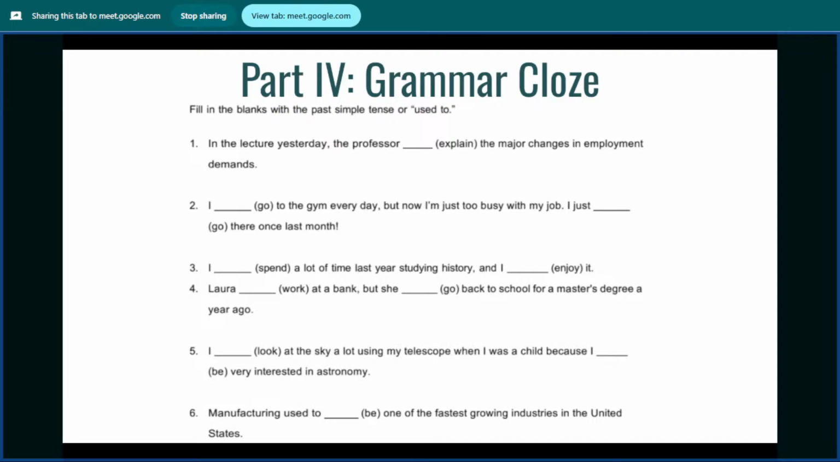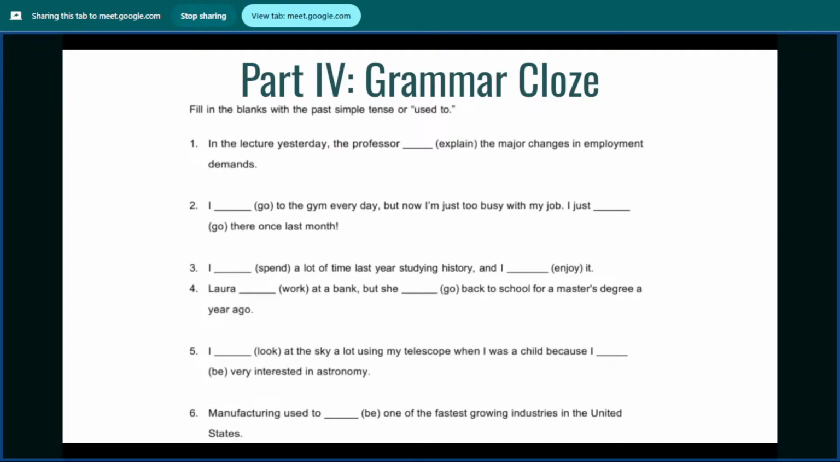Next. I have spent a lot of money. We don't have have in simple past tense. Have comes in present perfect tense. Here we only have to use simple past. So just the second form of the verb. What is the second form of spend? Spent. Yeah, you just have to use the verb. I spent a lot of time last year studying history, and I enjoyed it. Very good. Correct. Next.